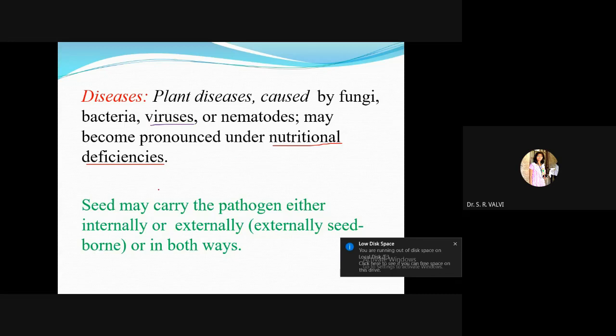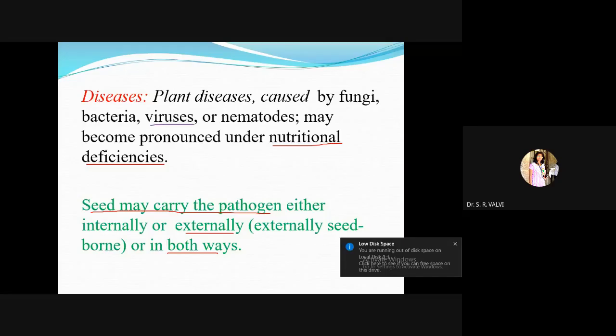Seeds may carry pathogens either internally or externally. Externally seed-borne pathogens are there, as well as both external and internal pathogens. This you also have to consider while doing inspection.